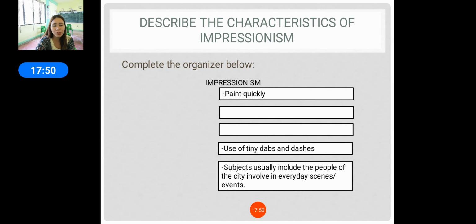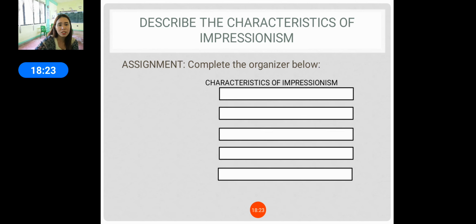What you're going to do is to describe the characteristics of Impressionism. Complete the graphic organizer below. Those are the following characteristics of Impressionism. Remember, I'm checking all your works and all your activities indicated here in the video presentation. So be guided and finish all the tasks that I'm going to give you here. The missing ones are time and motion and preferring painting outdoors. This is what you're going to do in your arts notebook or in your MAPEH notebook. Complete the graphic organizer.